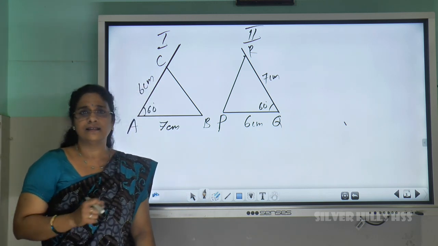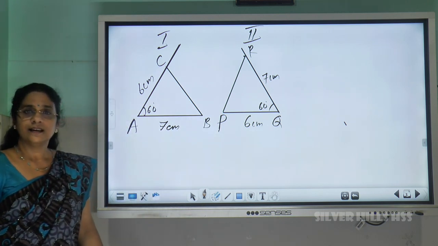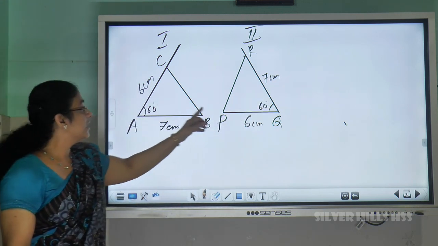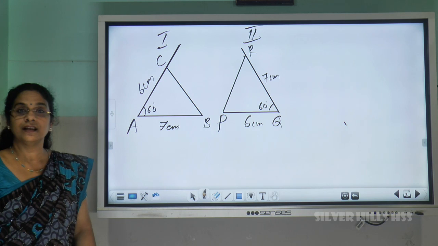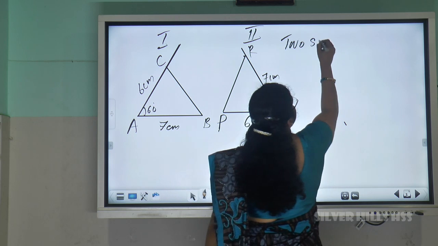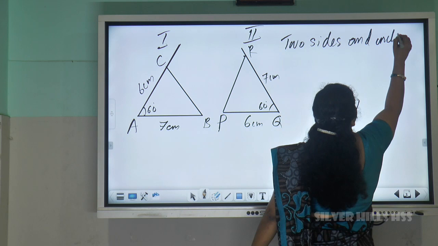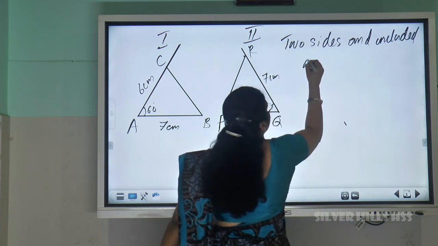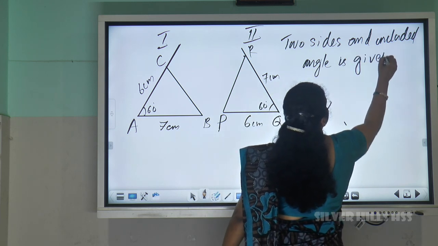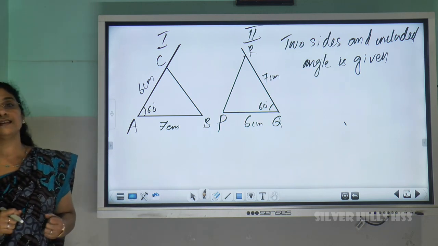Other than that, what is the speciality of these two triangles, children? Yes, the sides are equal and the included angle is also equal. That means two sides and the included angle are given.